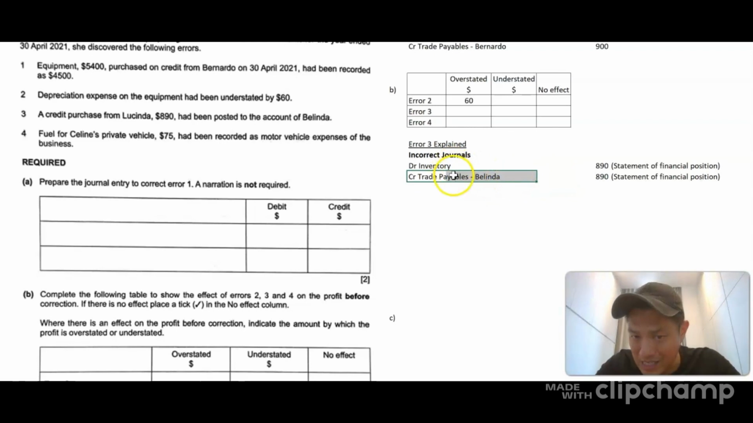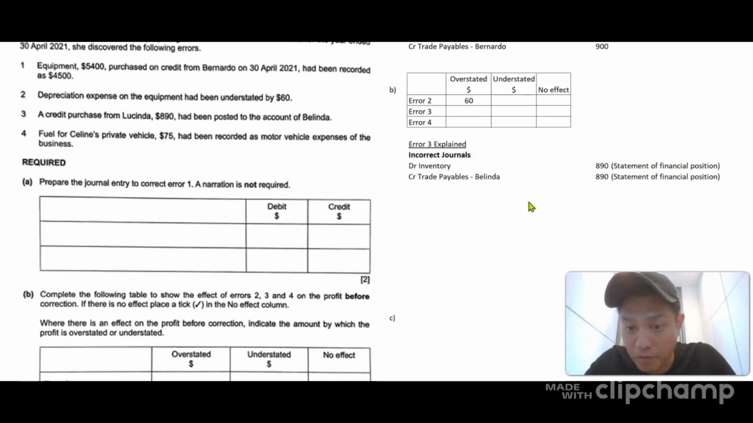Now if you notice, these two accounts, and particularly the one that is incorrect, are accounts that go to the statement of financial position, not the statement of financial performance. So if it doesn't go to the statement of financial performance, then this error would make no difference to the computation of profits. So therefore, my answer for this would be no effect. Okay, let's look at the next one.